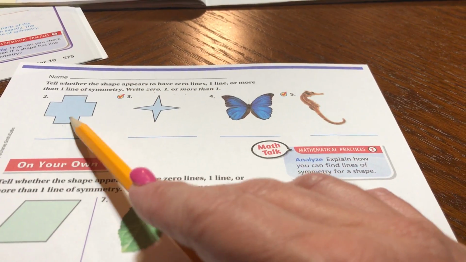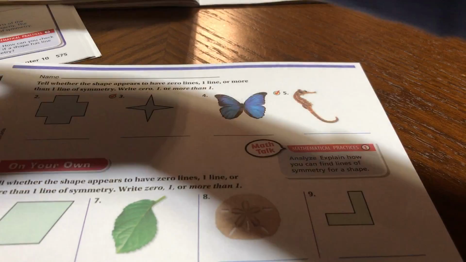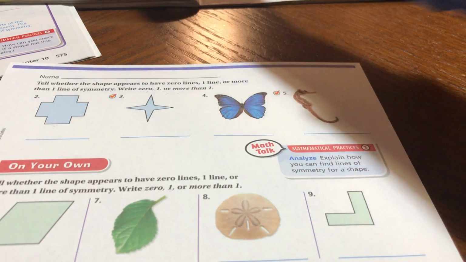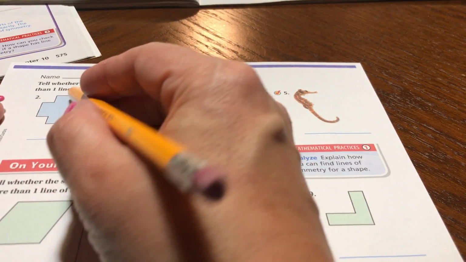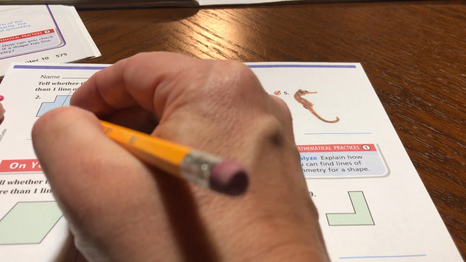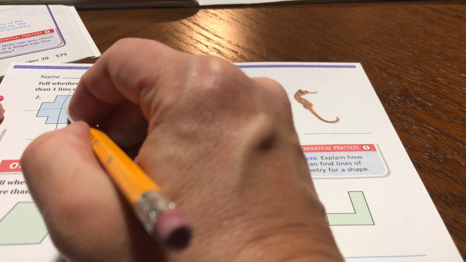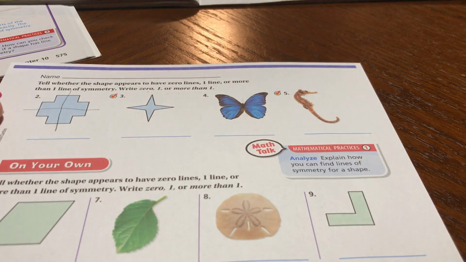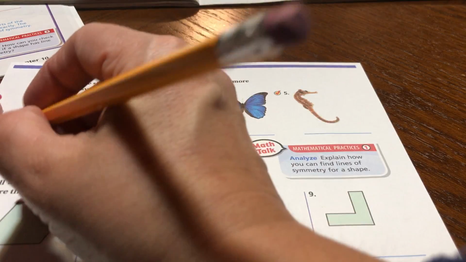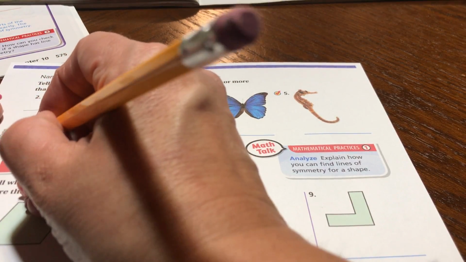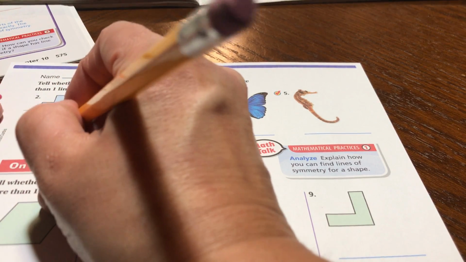All right, so let's look at figure number 2 there. Okay, so figure number 2. Well, I'm thinking I could definitely cut it in half. I could definitely cut it this way. So right away, that's going to be more than 1. So that's what I'm writing. More than 1.